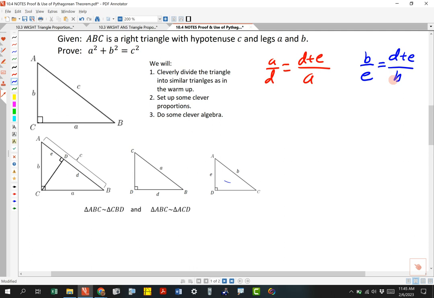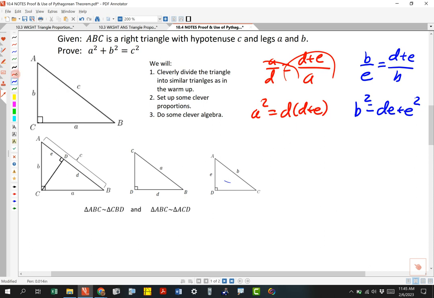We're good? Don't worry. Is this right? I think so. Okay, watch. If I do cross multiplying here, I get A squared equals D times D plus E. And on the other one, if I do the same thing, I'm going to get B squared equals DE plus E squared. Am I right about that?